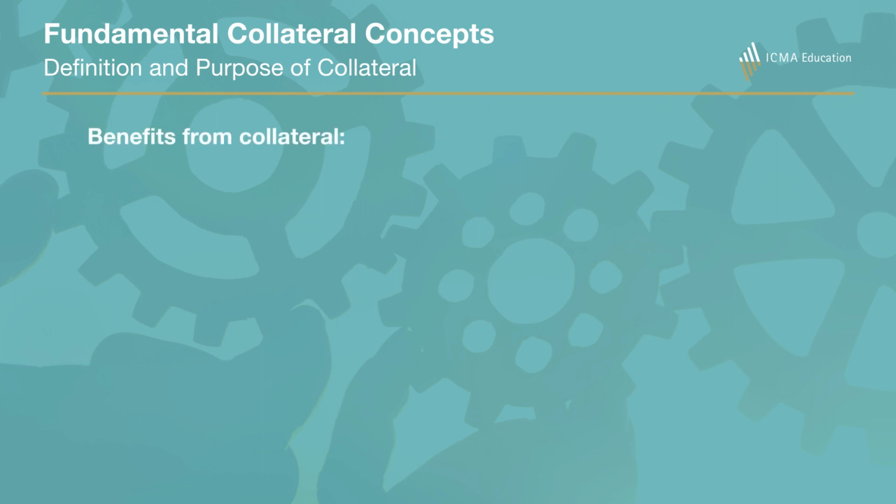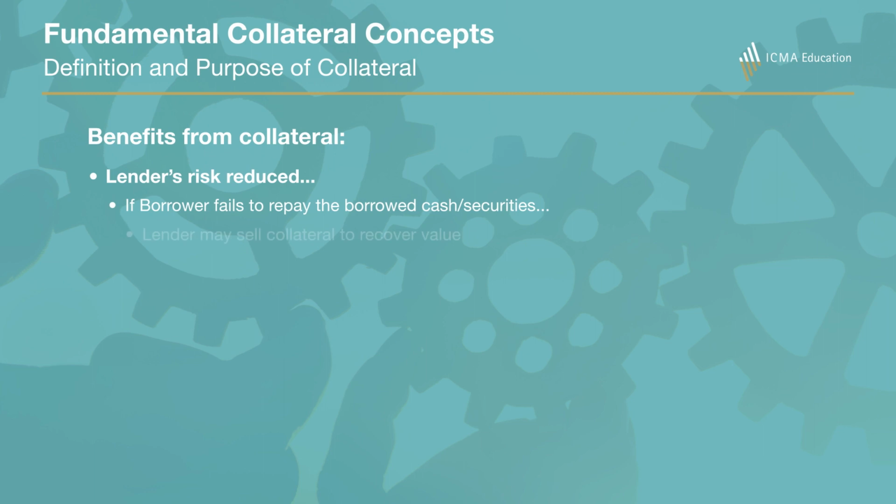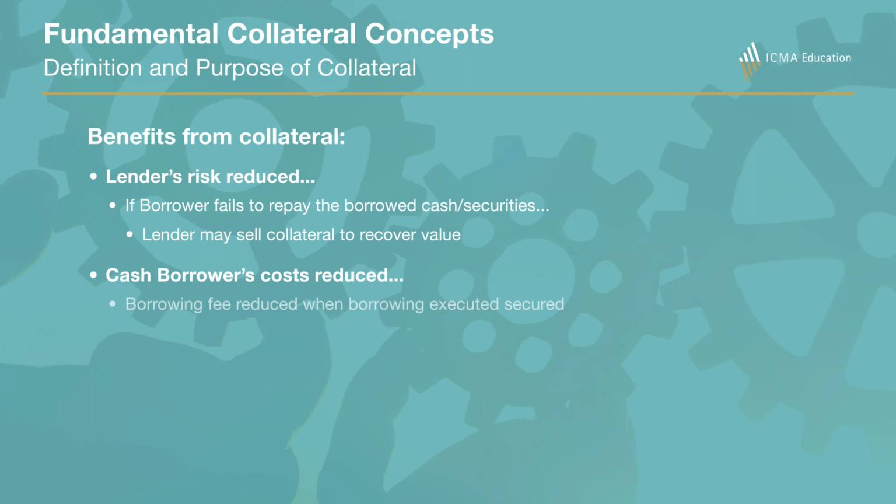Using collateral has several benefits, so let us have a look at what some of those benefits are. One of the benefits for the lender is that the lender's risk is reduced if the borrower fails to repay the borrowed cash or securities, as the lender may sell collateral to recover the value. The benefits are not limited to the lender alone. The borrower's costs are reduced as the borrowing fee is reduced when borrowing is executed secured rather than on an unsecured basis.